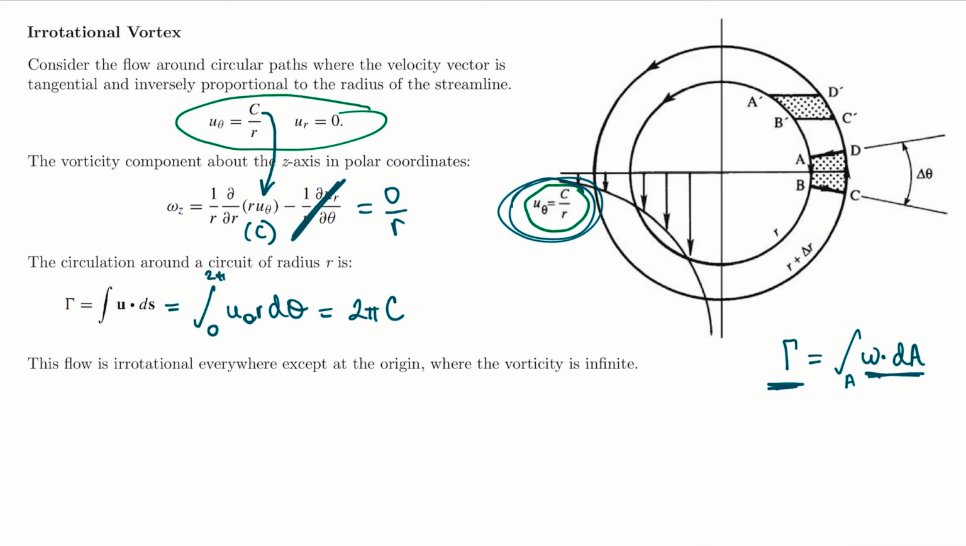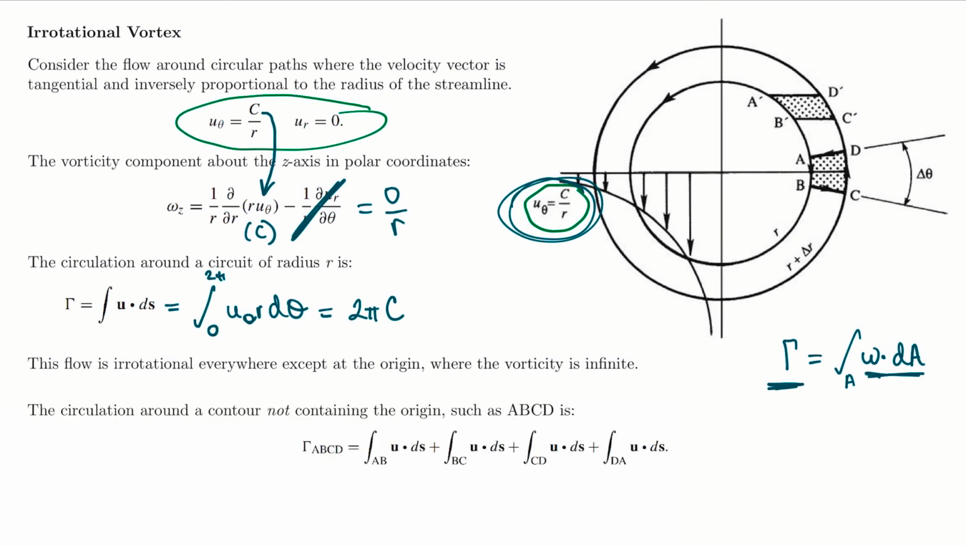Now, although the circulation around a circuit that contains the origin in the irrotational vortex is non-zero, the circulation around a circuit that doesn't contain the origin is 0. We can show this. Let's work this out. If we take our element ABCD and do the circulation, these line integrals along BC and DA, across the streamlines, will be 0.